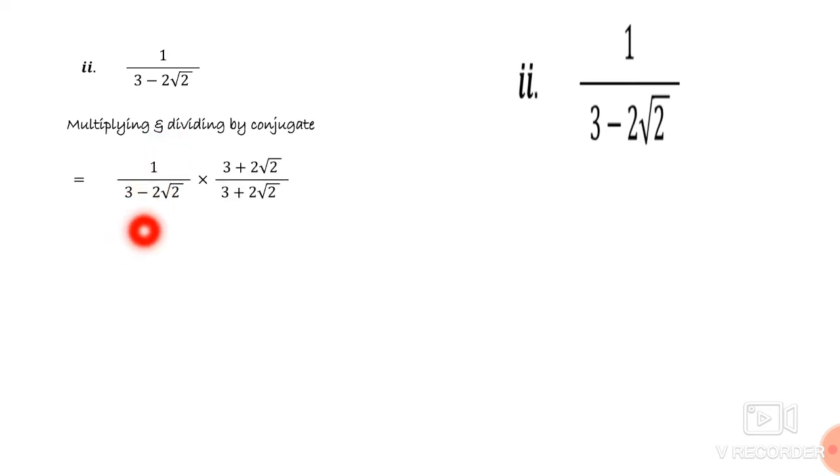1 upon 3 minus 2 root 2. Multiply, conjugate will be 3 plus 2 root 2. Multiply and divide with 3 plus 2 root 2. Again, numerators can be multiplied directly, and in the denominators we have to apply formula because we have 3 minus 2 root 2, 3 plus 2 root 2.